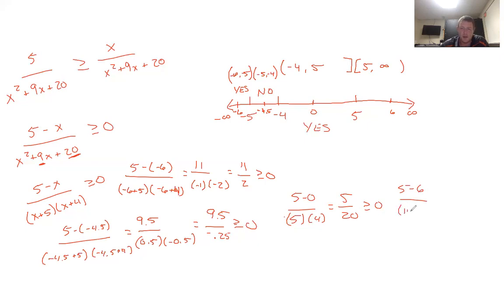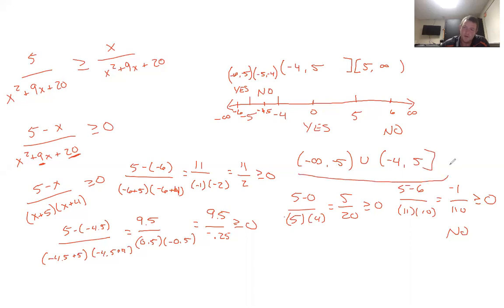So that would be -1 over 11 times 10, 6 plus 4 being 10. So it's negative 1 over 110. Negative. So is it greater than or equal to 0? No. So my answer is a combination of these two. I'm going to say from negative infinity to negative 5 and from negative 4 to 5 with a bracket. And that's it. Please let me know if you have any questions on this section.